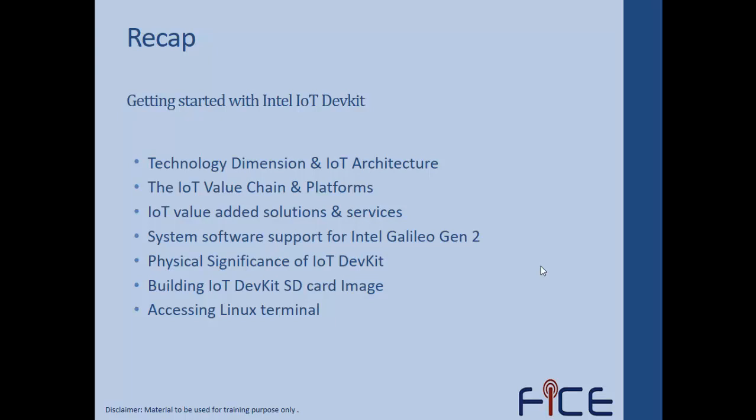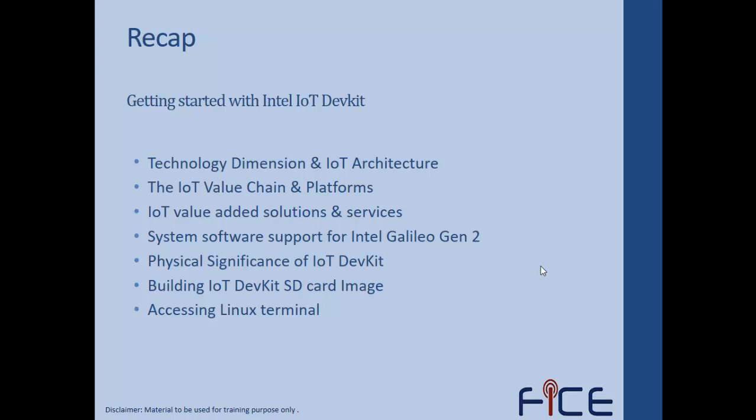Then we talked about the IoT value chain and platforms. Then we discussed IoT value added solutions and services. Then system software support for Intel Galileo Gen 2 board. What type of operating systems are there for Intel Galileo Gen 2 board? Then physical significance of IoT Dev Kit. Then we talked about Intel IoT Dev Kit and what is the importance of Intel IoT Dev Kit.